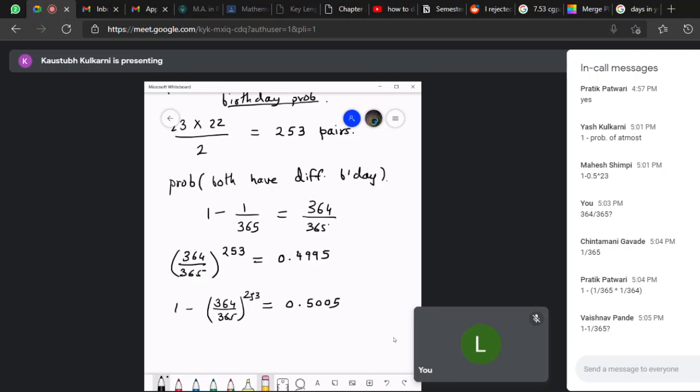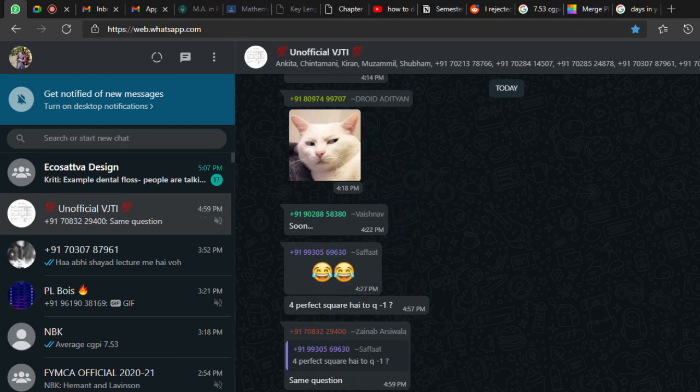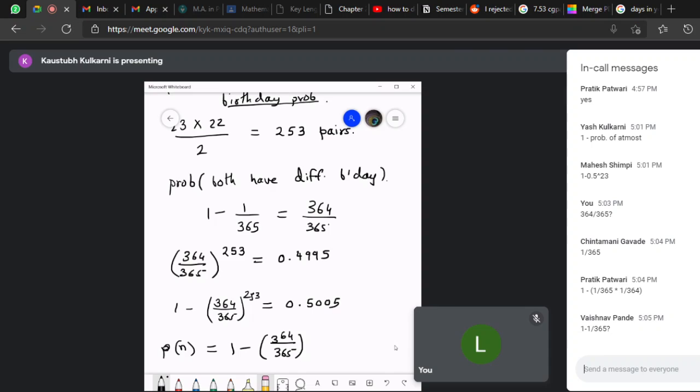Okay, so in general, if we want to find the probability for any n, that is, if there are 10 people in a room or 50 people in a room, then Pn is 1 minus 364 upon 365 raised to n into n minus 1 by 2. This is the number of possible pairs. This is the probability of having a different birthday for each of them, and the complement of the entire thing is the probability.